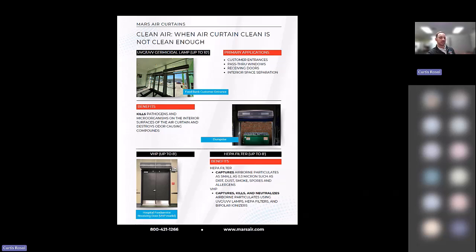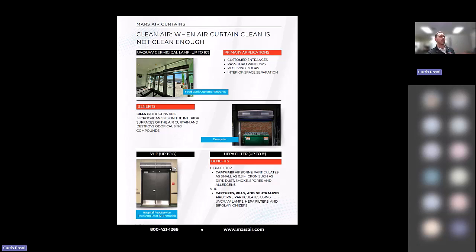I think a common misconception is these are only for clean room, hospital, laboratory applications, which they definitely are. Interior space separation is definitely an application, but I think these also have merit for other more common applications, such as customer entrances that you see there for a food bank. I think they can be really applicable for walk-in clinics or doctors' offices where there's a lot of sick people in that waiting area and pathogens are getting airborne there.